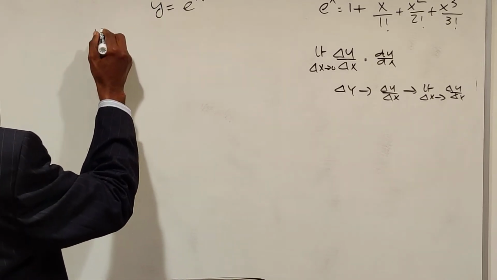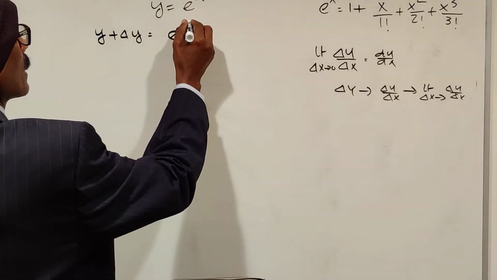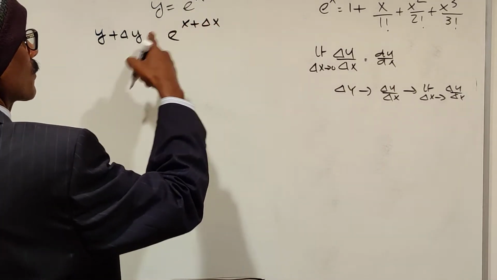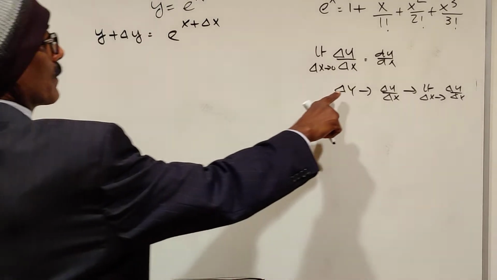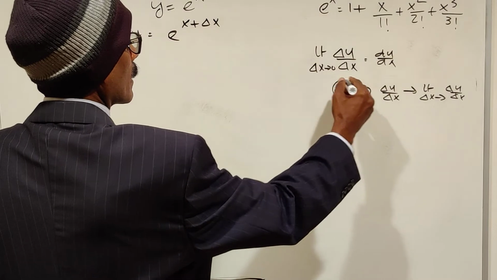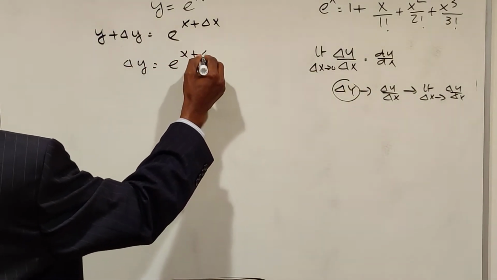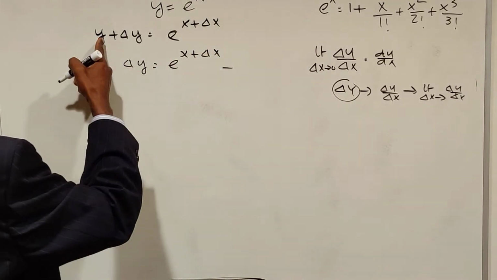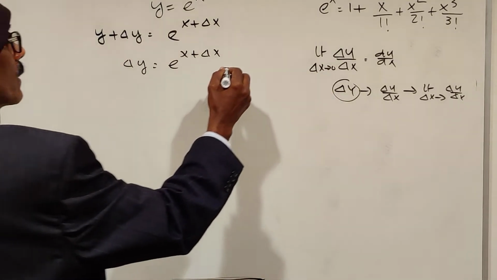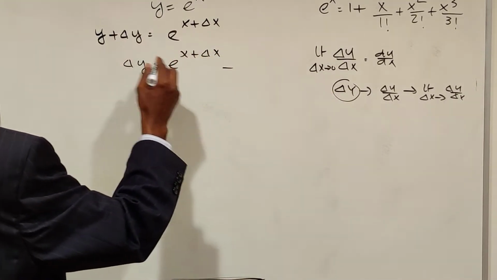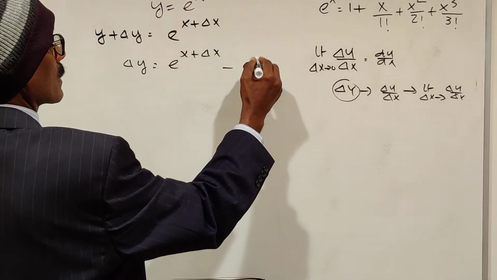give an increment, that is y plus delta y equals e raised to x plus delta x. The corresponding increment in x is delta x. Okay, then what is the first one? Delta y equals e raised to x plus delta x minus y. When y goes to the right hand side of the equal, it becomes negative. This is positive y, negative y, negative e raised to x.